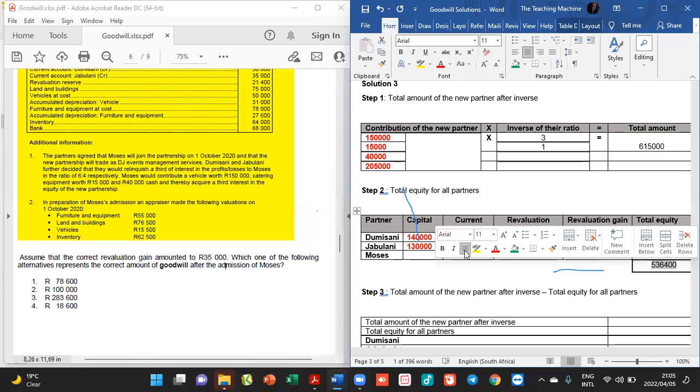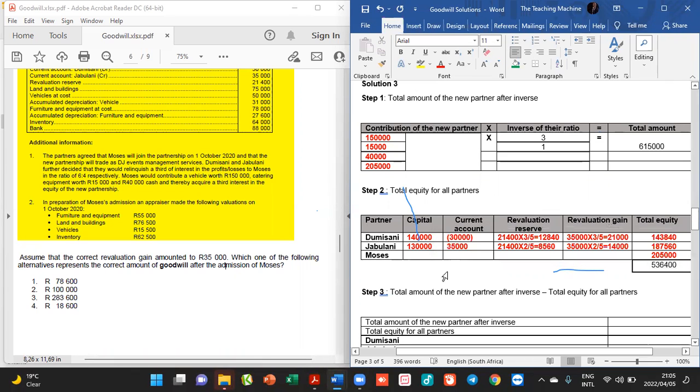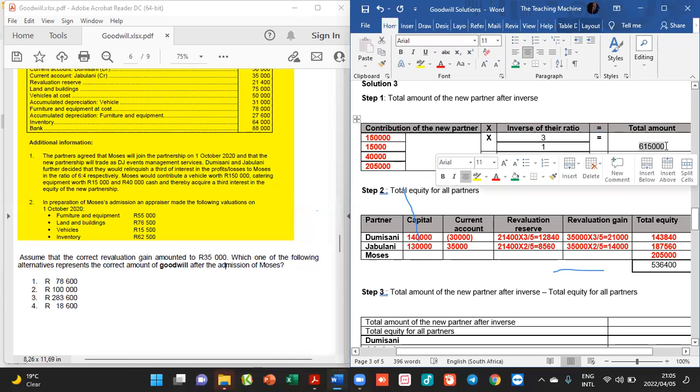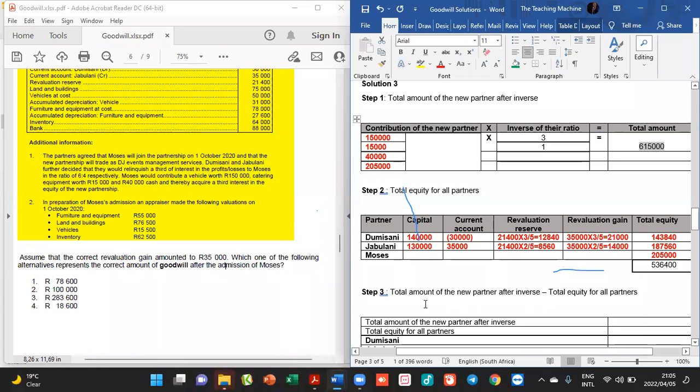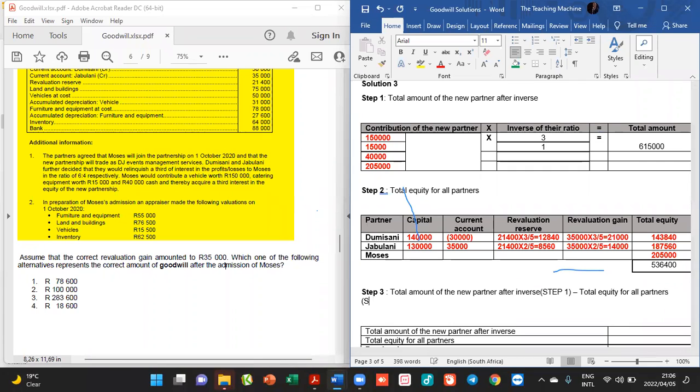It's 78,600, option 1. So remember with step number 3, I said, take the amount you got from step 1, then you minus the amount you got from step number 2. So once you're done with steps 1 and 2, then it will be simple for you to work out step 3, because the formula is step 1 minus step 2.